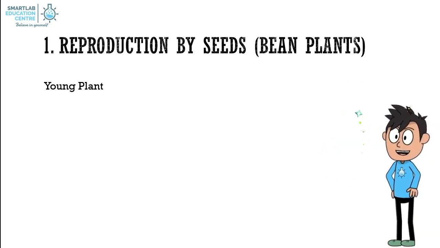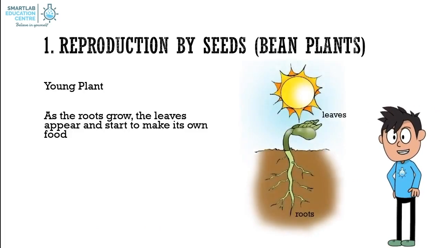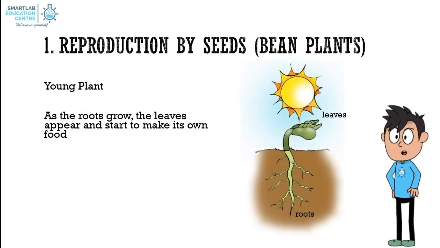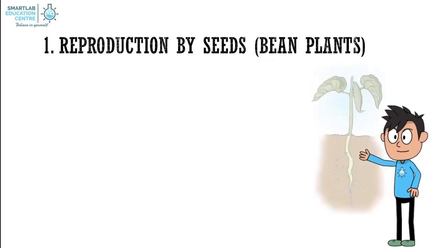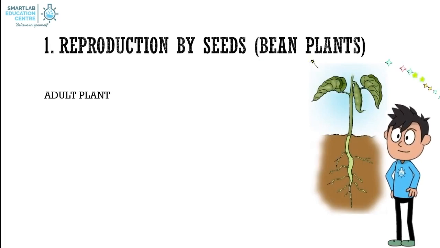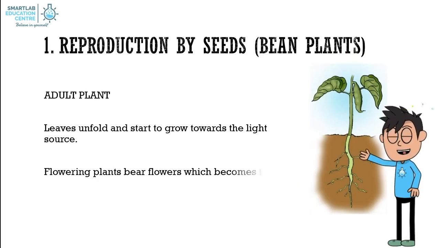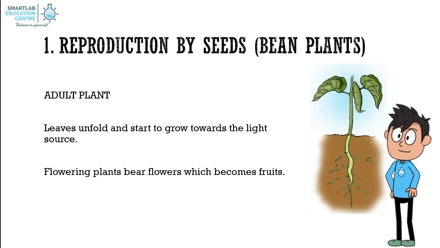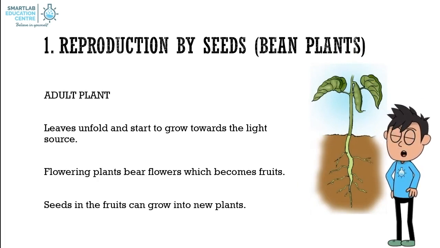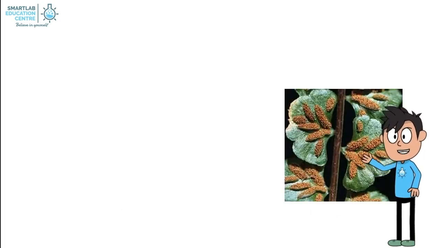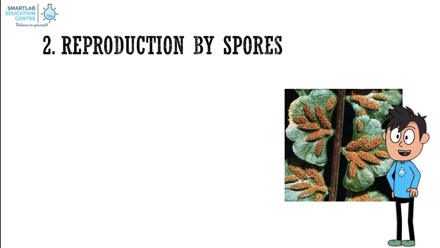Once it grows into a young plant, the roots will continue to grow while leaves start to appear and make its own food. When it is growing into an adult plant, leaves unfold and start to grow towards the light source. Flowering plants bear flowers which become fruits. Seeds in the fruits can grow into new plants. Now let us take a look at reproduction by spores.